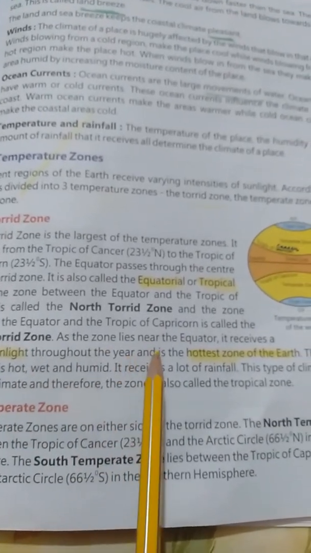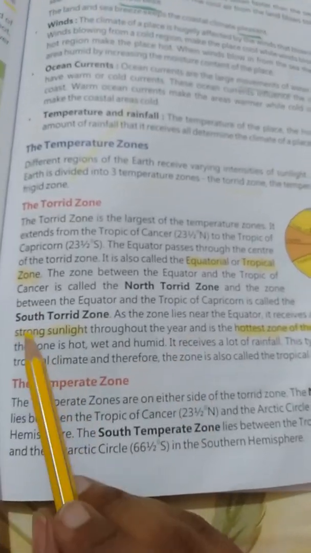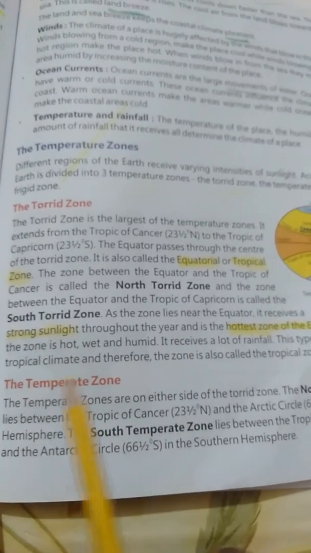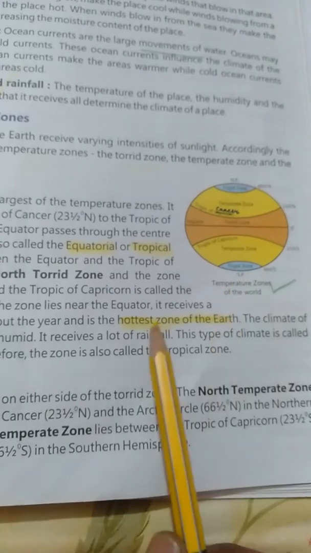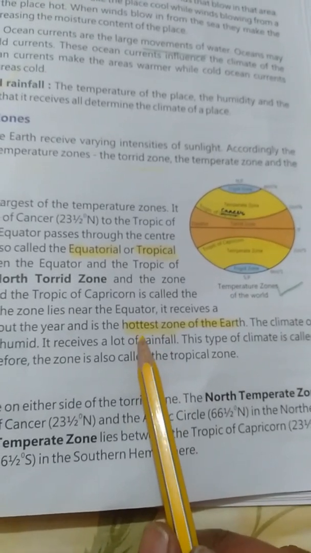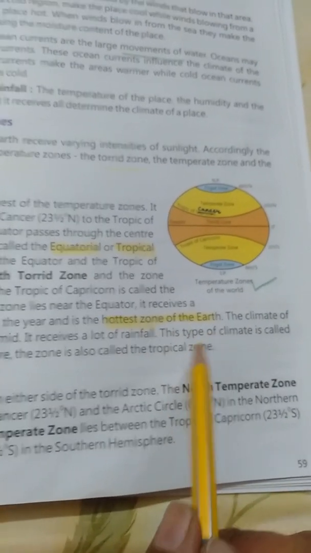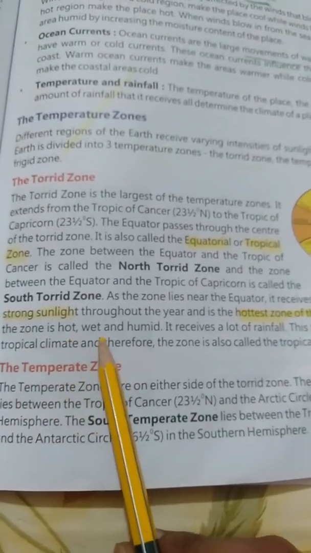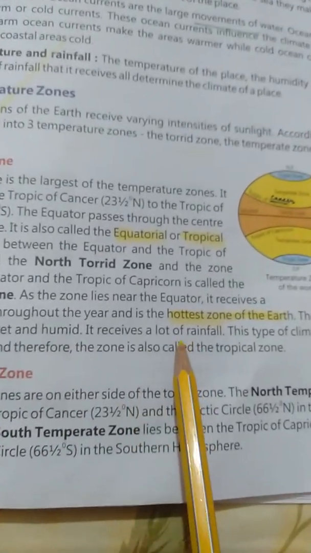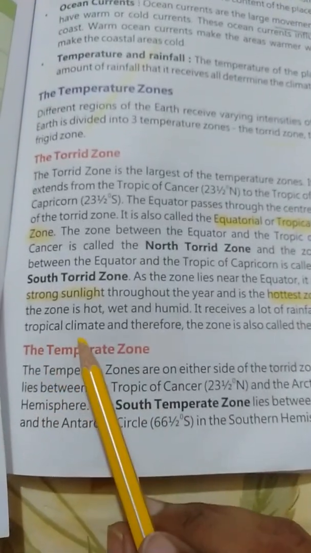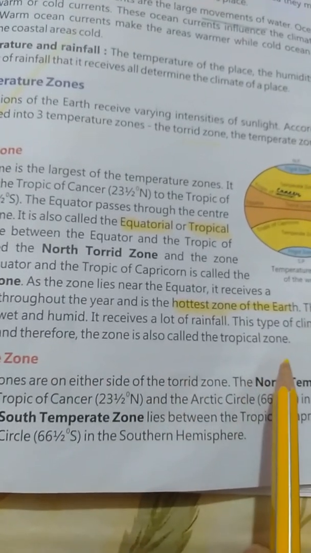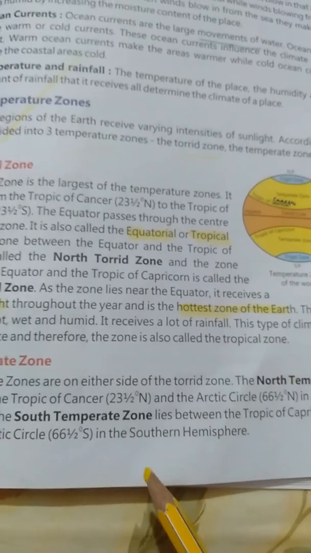As the zone lies near the equator, it receives strong sunlight throughout the year and is the hottest zone of the earth because they receive the straight sunlight. So the rays are straight, so that is why they are the hottest zone of the earth. The climate of the zone is hot, wet and humid. It receives a lot of rainfall. This type of climate is called tropical climate, and therefore the zone is also called the tropical zone.